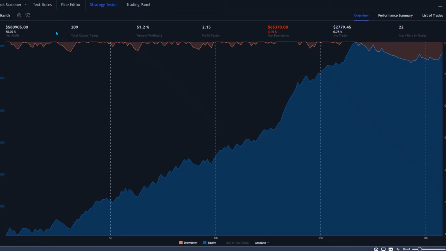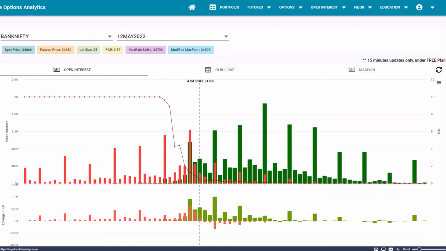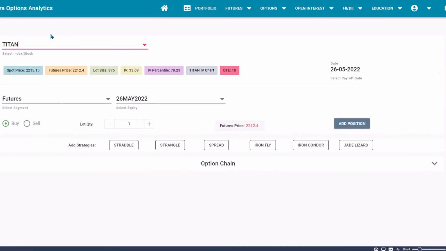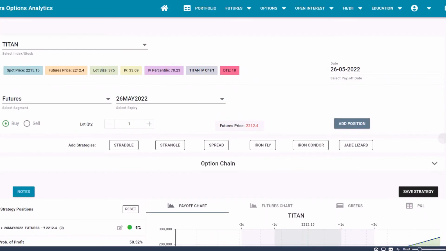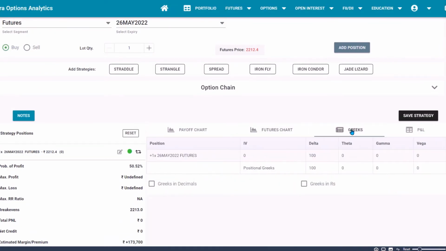For example, let's come here. This is Bank Nifty, or this. Let's take this example, Titan. So if you buy a Titan, there's one delta, right? 100 here. If it goes up, you make profit.